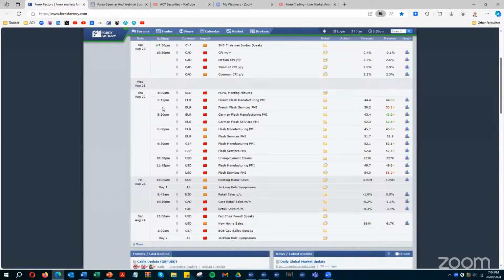All right, so through Thursday, we have the flash manufacturing and flash services PMI data releases for France, Germany, the Eurozone, UK, and the US, from 5:15, 5:30, then 6:30 p.m., and then 11:45 p.m. Those are times to watch for those different regions. At 10:30 p.m. as well for the US, we have unemployment claims. Now, these data can definitely drive the market, so I don't think they're items that you can dismiss. If they don't come out as expected, they can definitely drive the market.